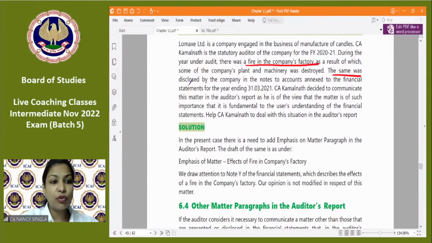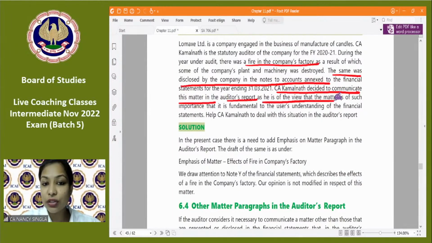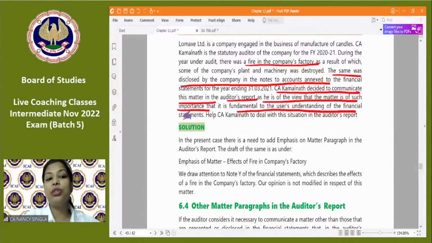सो देखो यहाँ पर क्या है, that during the year a fire broke out in the company's factory, the same was disclosed by the company in notes to accounts. CA Kamalnath decided to communicate this matter in the auditor's report as he is of the view that the matter is of such importance that it is fundamental to the user's understanding.